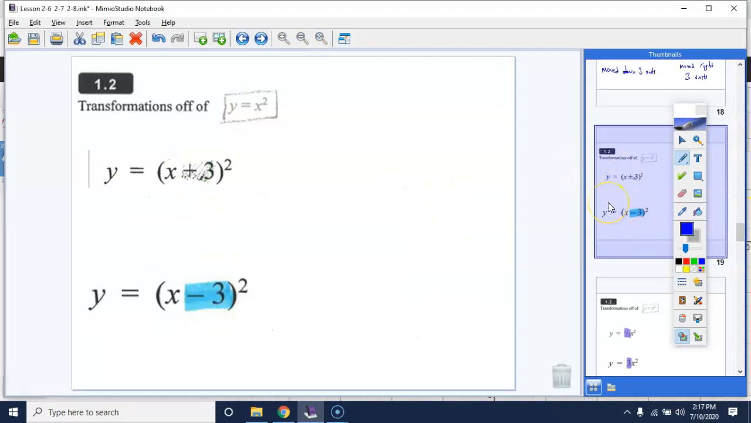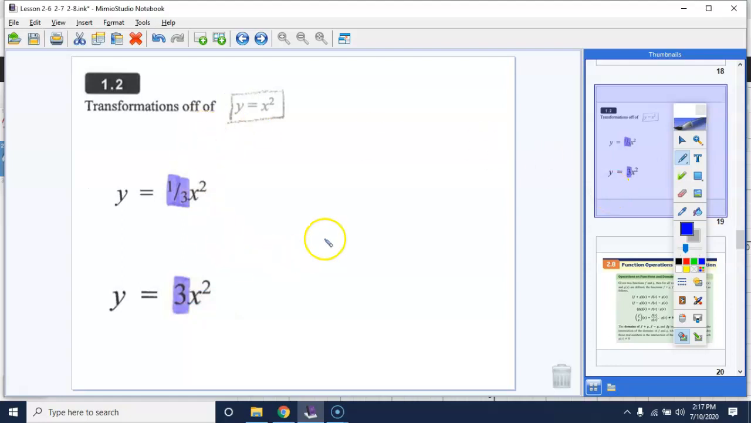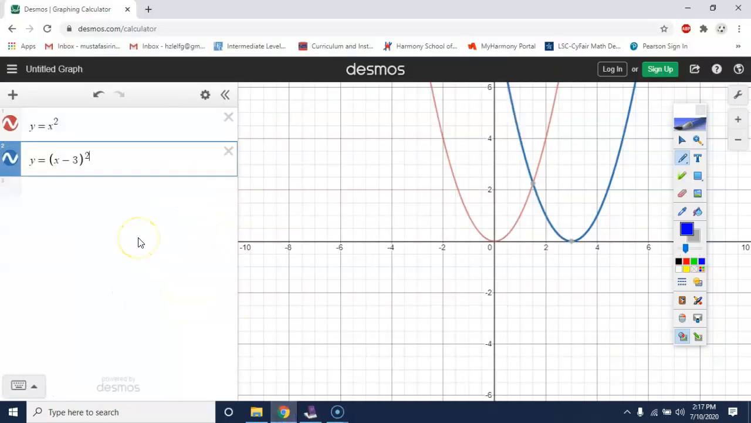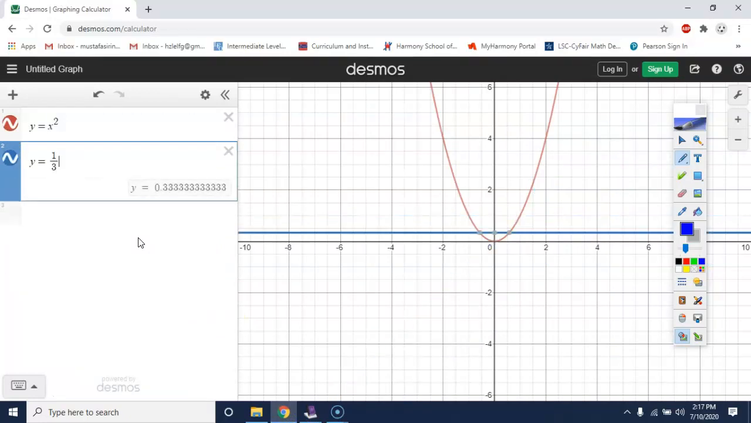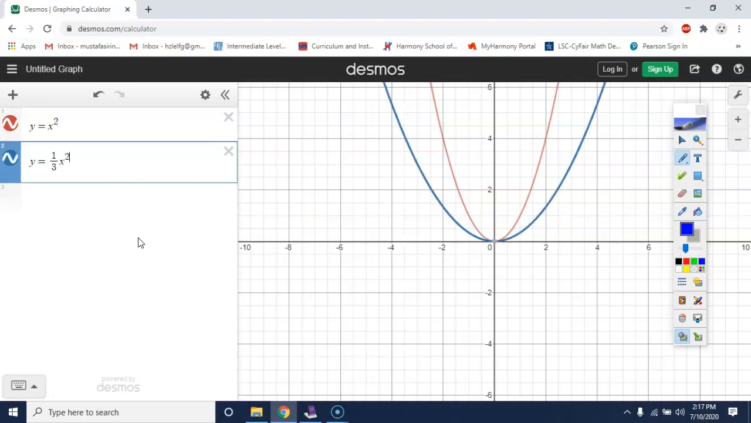Oh, I already solved this, right? So we can get rid of this one. So here we can do the same thing, transformation of those. So 1 over 3, 1/3 x squared. 1 over 3 x squared.